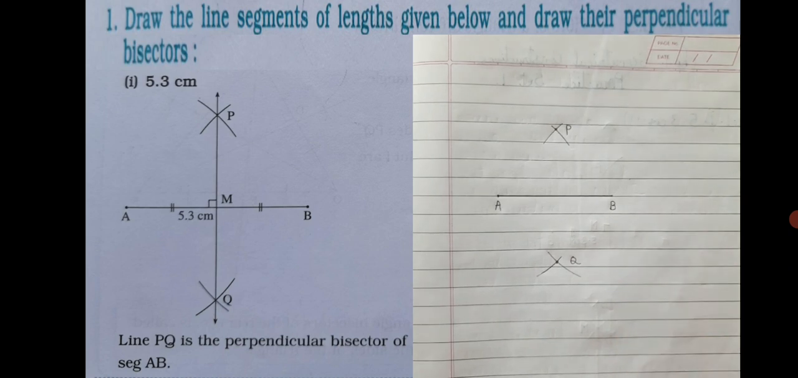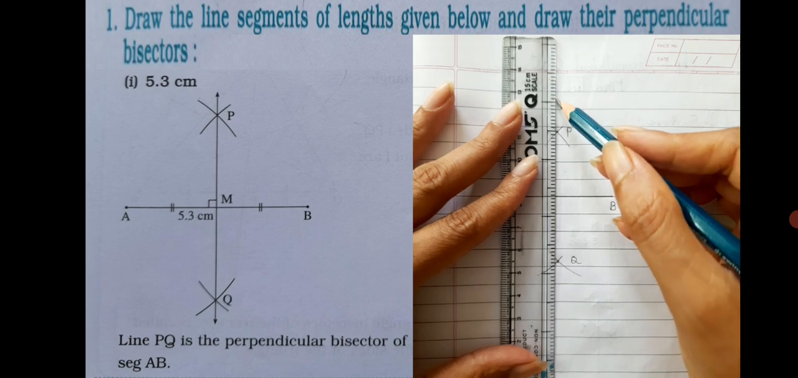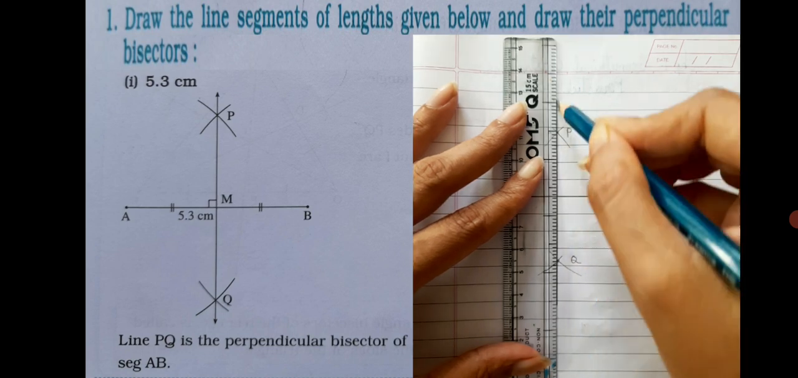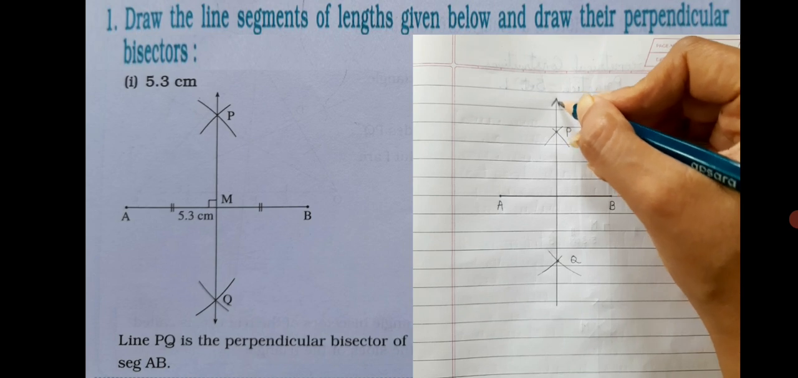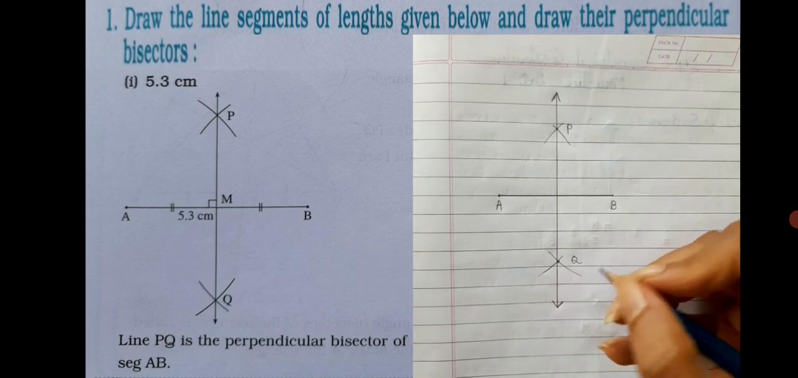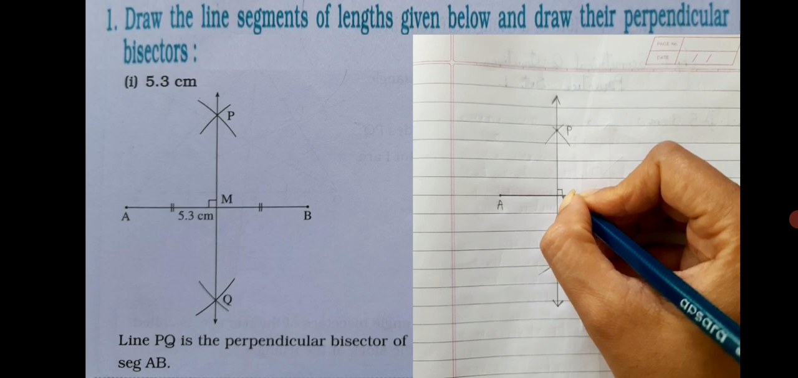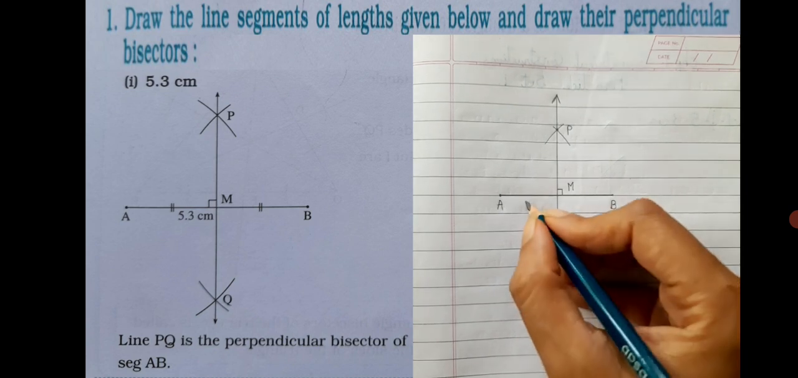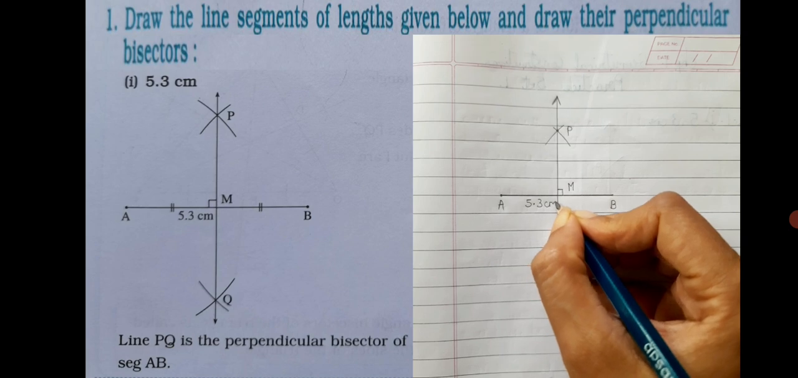So we name the points as point P and point Q respectively, and we join both the points with the help of a scale. So this way we have drawn the perpendicular to line segment AB, which is 5.3 centimeter. We have to mark the arrows because this is a line and AB is just a segment. So this is a perpendicular, so we put the perpendicular sign here and name it point M. AB was 5.3, so we write the measurement there, 5.3 centimeter.